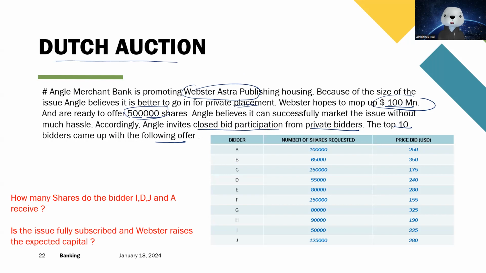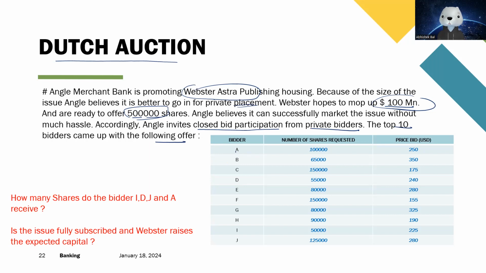So Angle believes that it may be in the best interest of both the bidders as well as Webster Astra to go for private placements. Angle arranges for that private placement. In order to do that, Angle invites a closed bid participation, that is to say, a participation by invitation only from private bidders, and then ranks those top 10 bidders as per the price quotation.